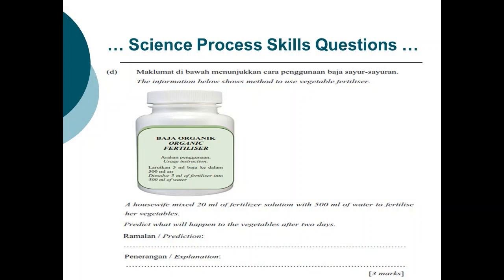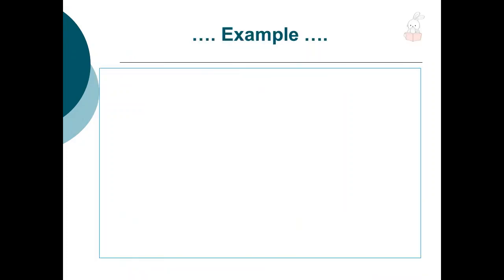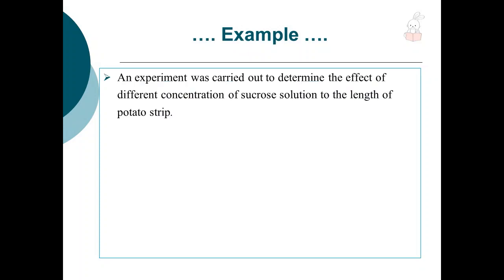Prediction, explanation. So the question D, the science process skill tested here is prediction. And after we do the prediction, we have to explain why our prediction is like this or like that. Now, please look at this example.